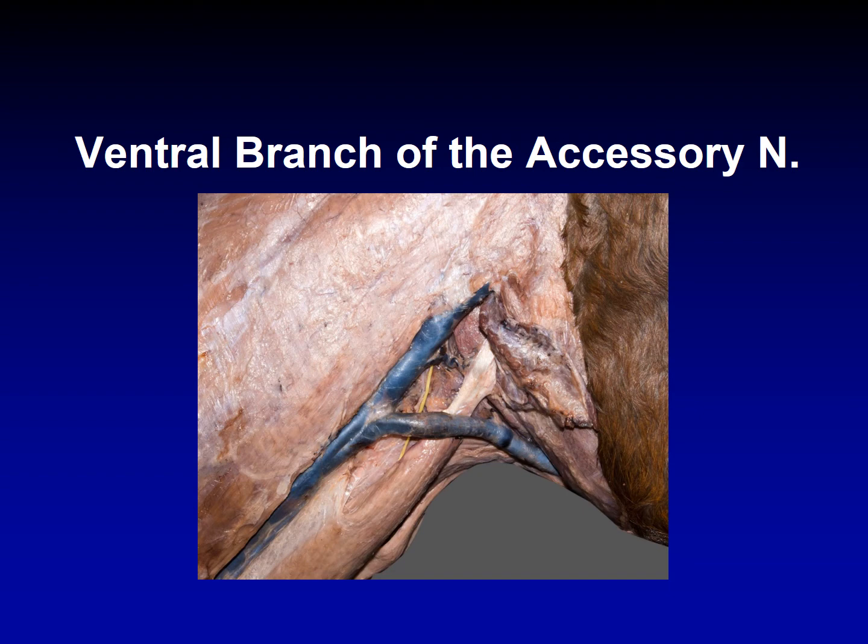And of course, if we have a dorsal branch of the accessory, then we must have a ventral branch, as shown in this picture. This is the ventral branch right here, ventral branch of the accessory nerve. And the ventral branch of the accessory nerve is important also because it supplies the sternocephalicus muscle. The sternocephalicus muscle is right here. This is the tendon of the sternocephalicus.